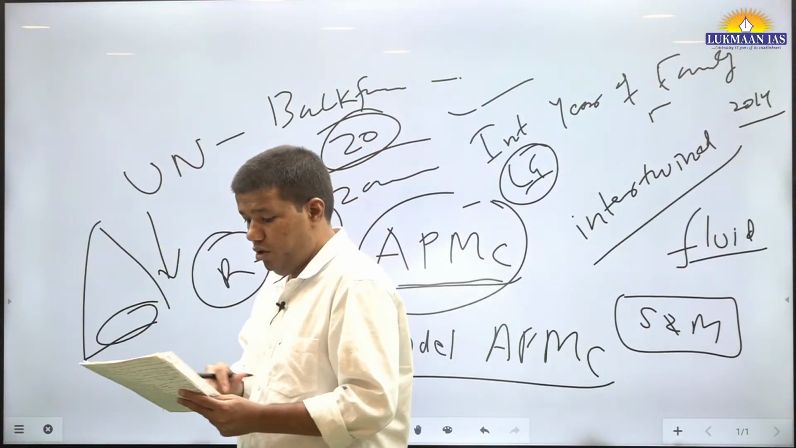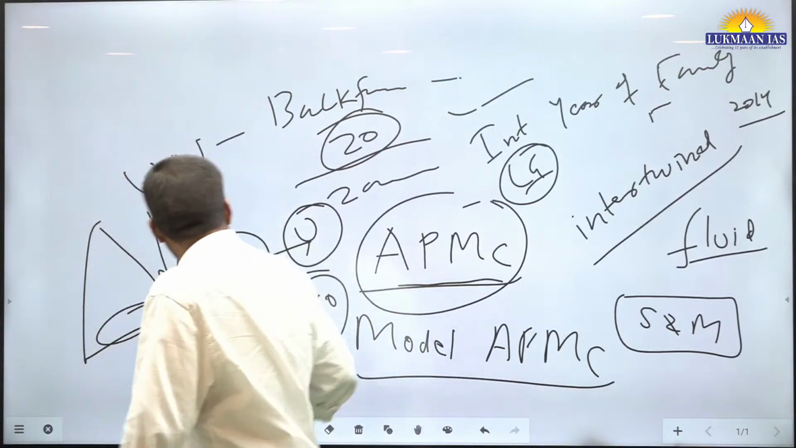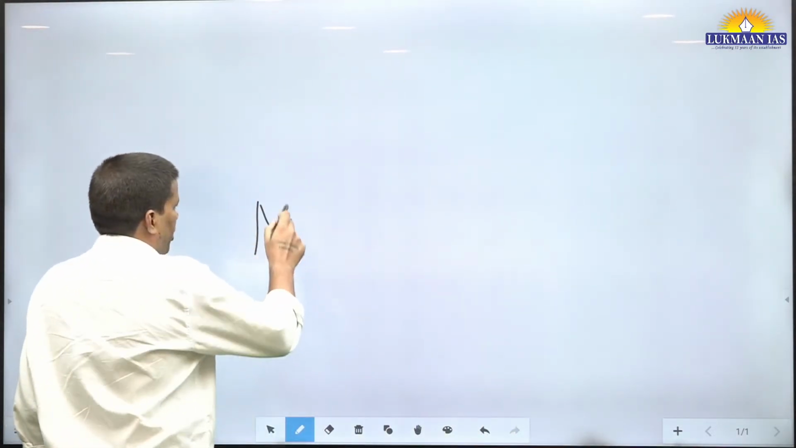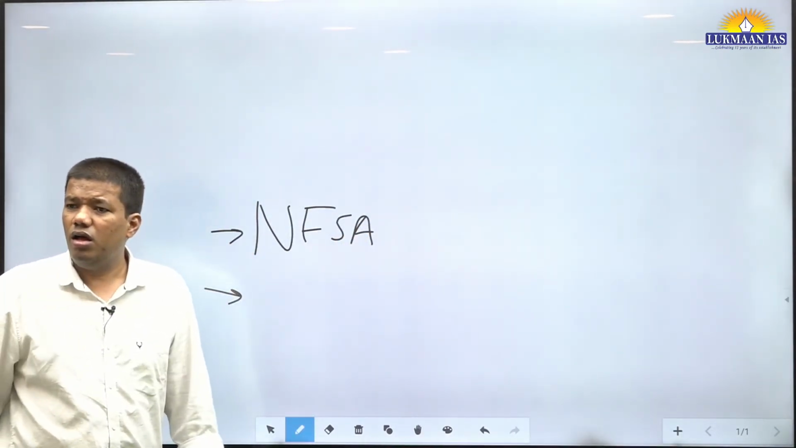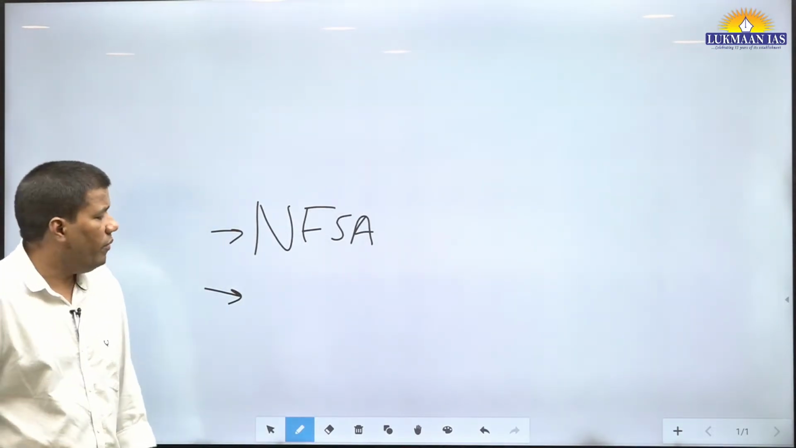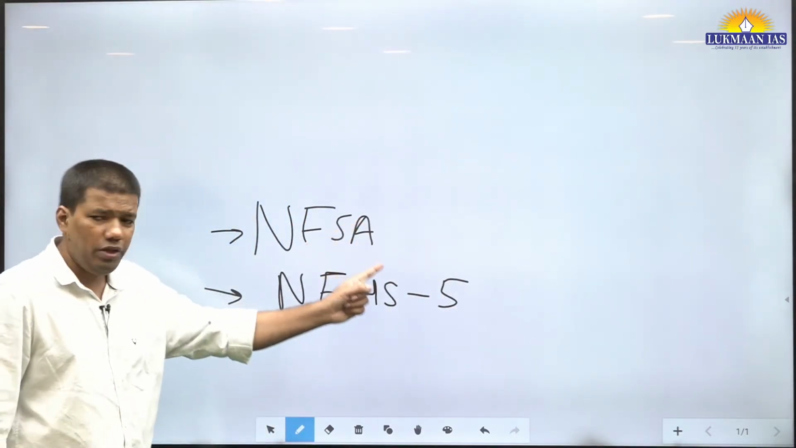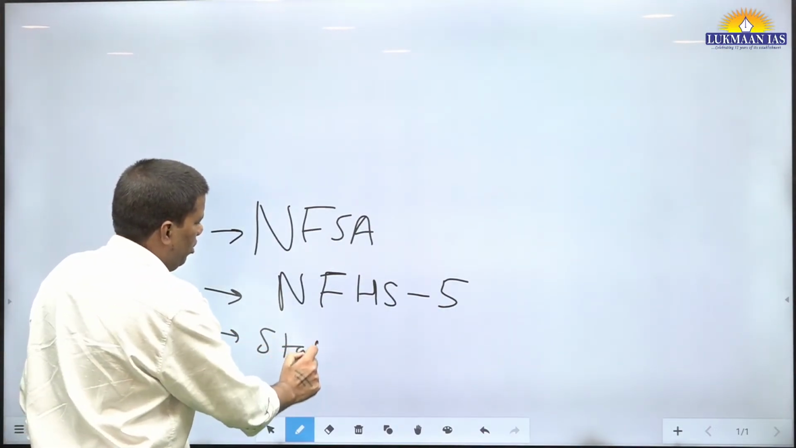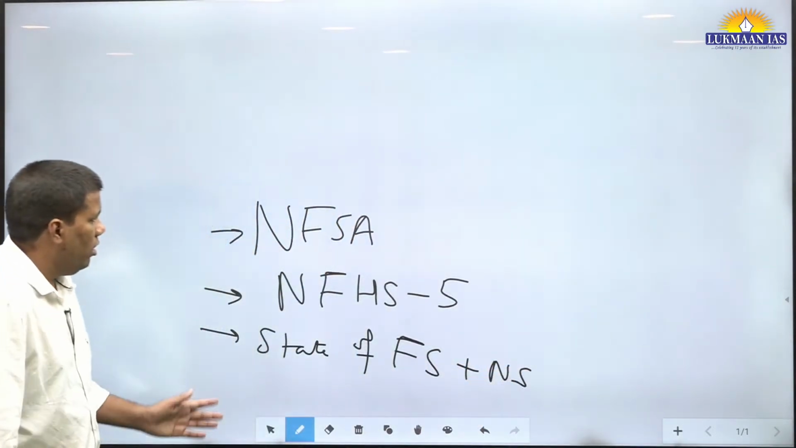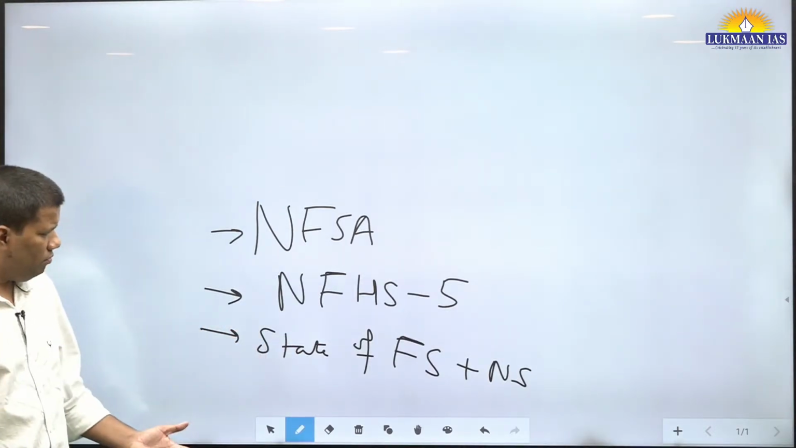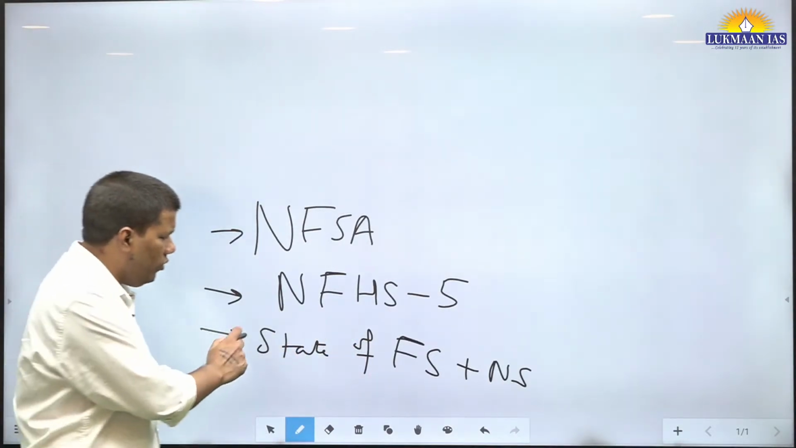Okay, good. Now see, what three things have we covered? First we talked about the National Food Security Act, right? Then we talked about the National Family Health Survey 5, right? Okay, we saw a few points, saw keywords here and there. Then we talked about the state of food and food security plus national nutrition security. Okay, it's not possible for me to go through everything, but I can just lay the foundation. I can only do one-third of the work, right? You have to invest time in this.